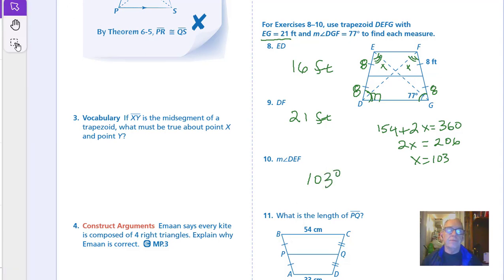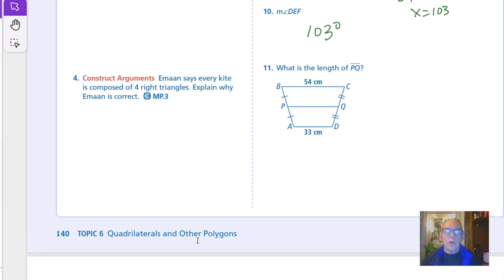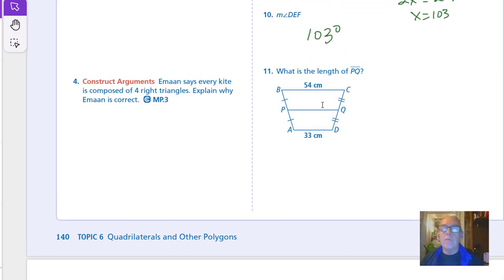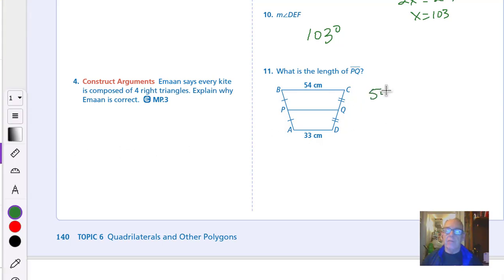Okay, let's move on. Number 11, last one here. What's the length of PQ? So here's PQ. This is the mid-segment length. Remember, the mid-segment is halfway between the two bases. It's the average of the two bases. So what we need to do is add 54 centimeters plus 33 centimeters and divide by 2. This gives us 87 centimeters. We're dividing by 2. That's going to give us 43.5 centimeters for the length of PQ.